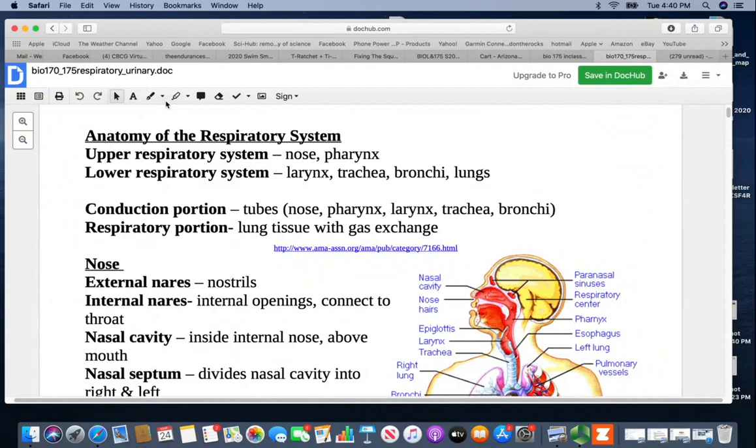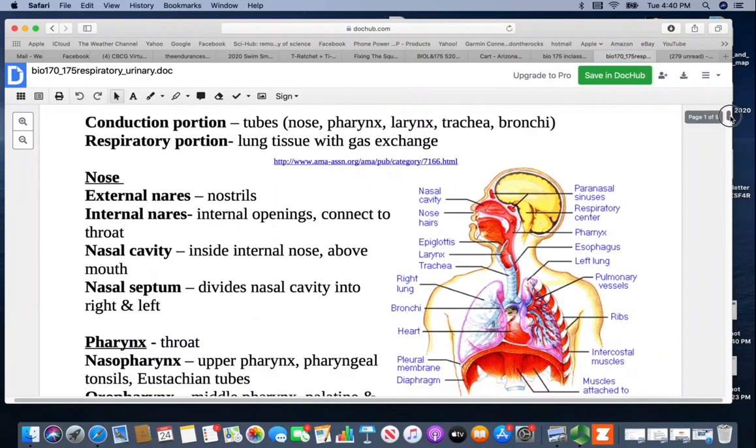This designation is used a lot of times if you're talking about an upper or a lower respiratory infection to look at exactly where it is in the body. We can also divide it up into a conducting portion and a respiratory portion. The conduction portion is going to include the tubes. So this will be the nose, pharynx, larynx, trachea, and bronchi. The respiratory portion is going to be the lung tissue where you actually have the gas exchange occurring.